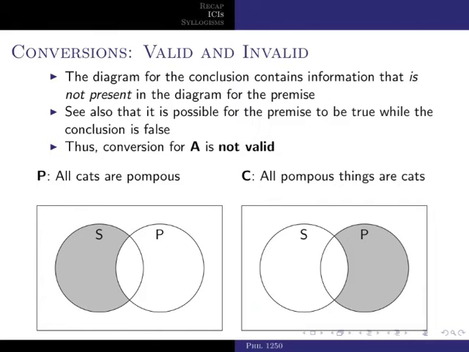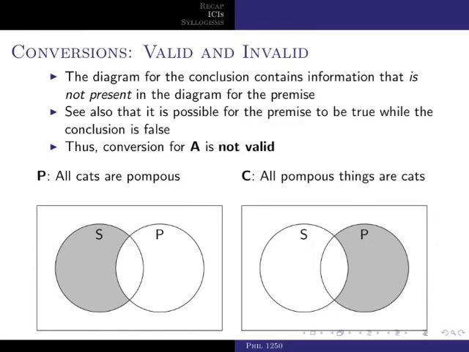Suppose that there are only 3 things in the world, Al, Beth, and Claire. And suppose that all 3 of them are pompous. Now, Al and Beth are cats, but Claire is a giraffe, for instance. Now, the situation is accurately depicted by the diagram to the left. Let's take the cats. So let's take the first cat, Al. Is it pompous? Yes. Let's take the second cat, Beth. Is she pompous? Yes. And we're done.